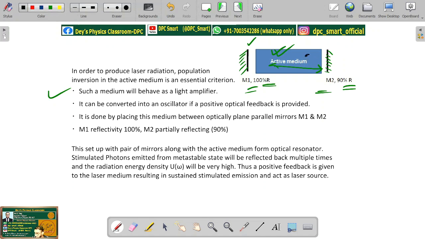So stimulated emitted photons will be reflected back and forth within this system or setup. So more photons will be trapped within this chamber. As a result of that, a positive optical feedback is provided to it and the radiation energy density U omega should be very much higher.